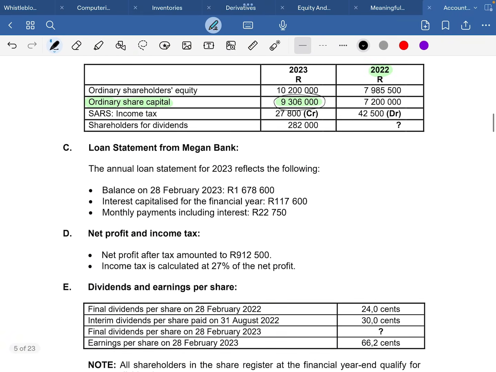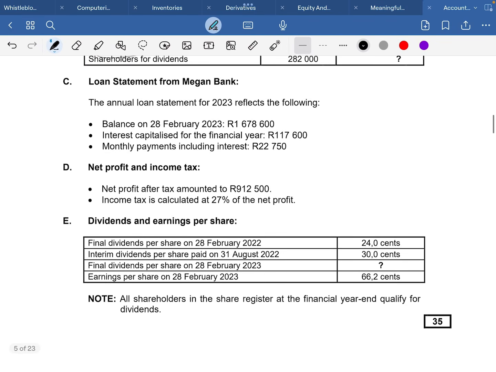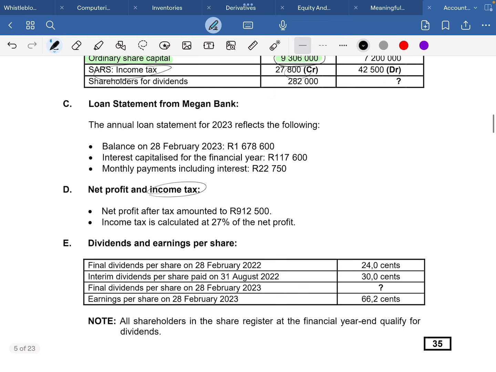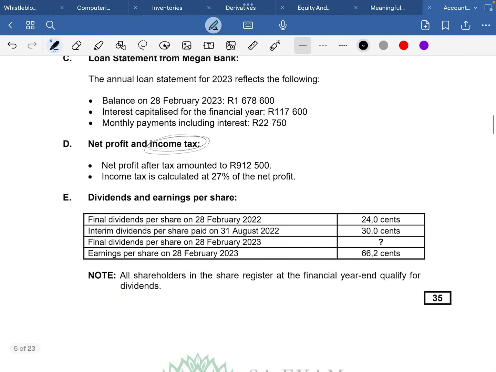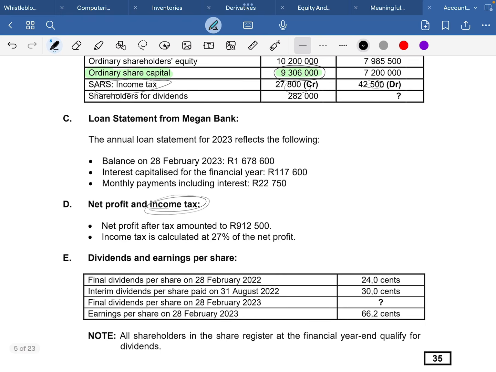So with tax, we have SARS income tax, right? So with SARS income tax, here we are looking at net profit and income tax. Of course, we have to consider these balances, and then we also have to consider this year's income tax, right? So we are going to approach tax in this way. We're going to start by looking at our opening balance. Our opening balance, we have 42,500, and it's on the debit side. So if it's on the debit side, that means SARS owed us.